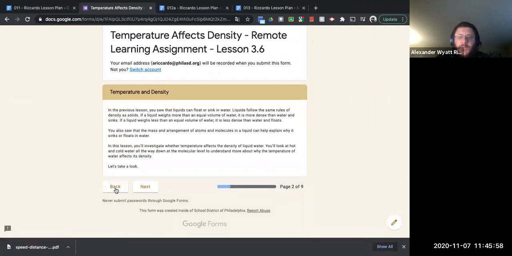The previous one we looked at what floats in water. Today what we're going to do is see the arrangements of atoms and molecules in liquids and explain how temperature affects the density of liquid water, hot and cold water, at the molecular level, to understand why the temperature affects water, and how it affects its density.